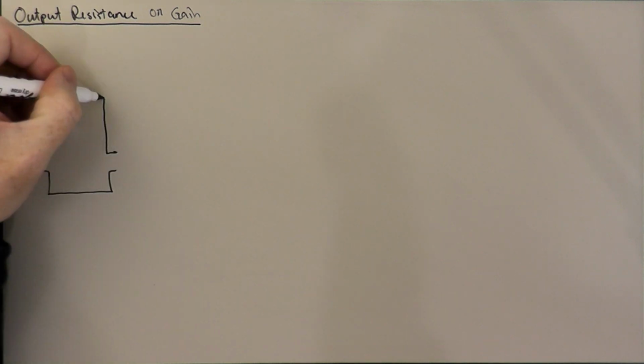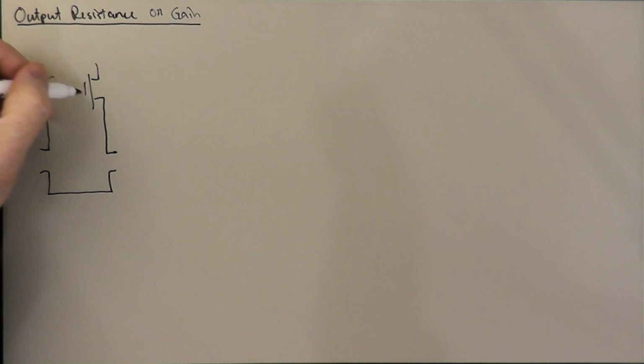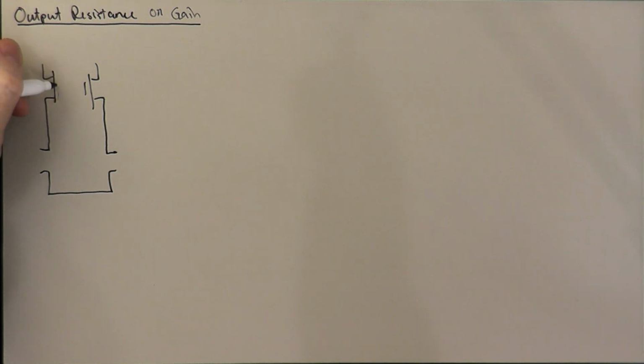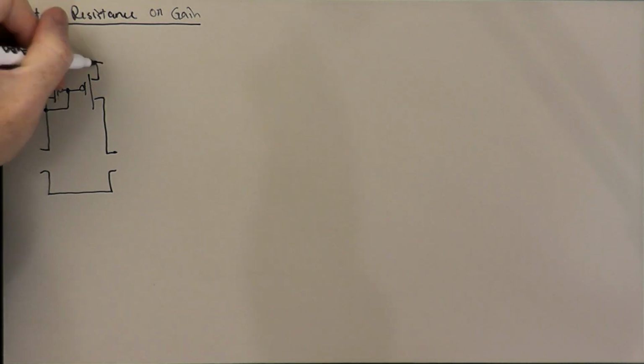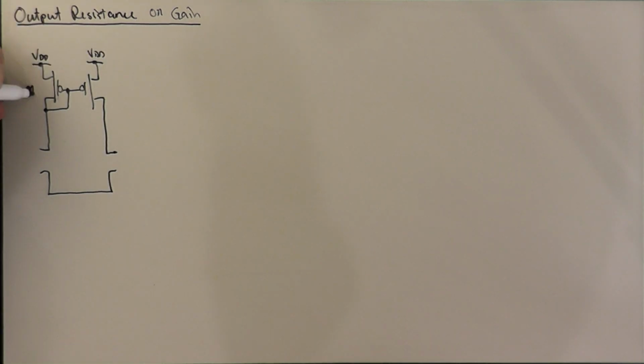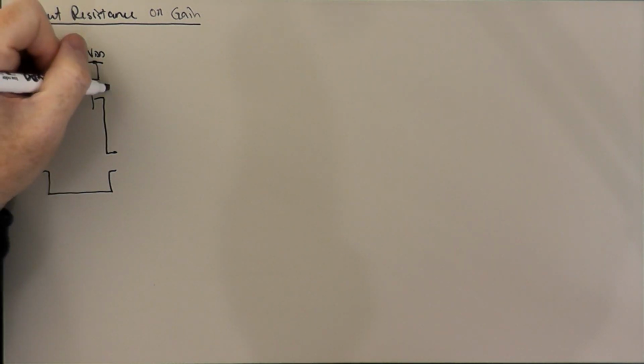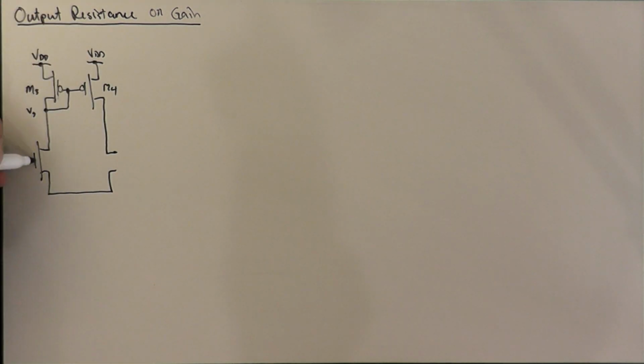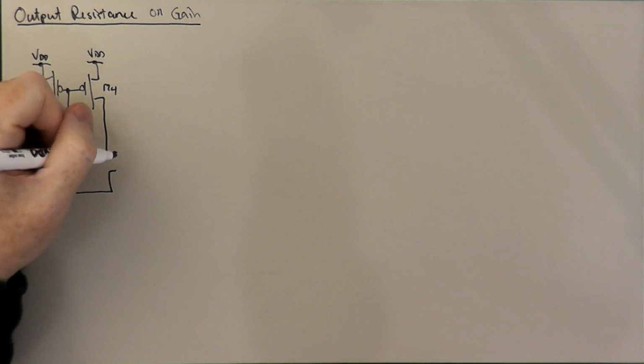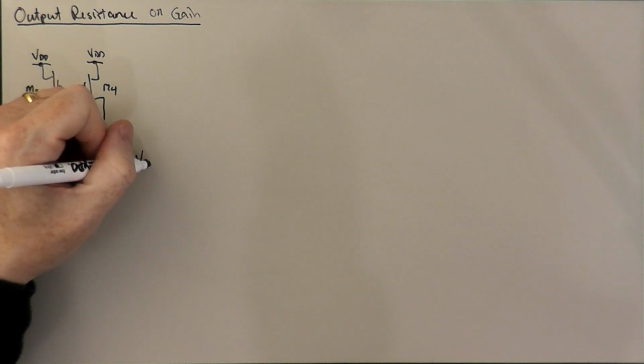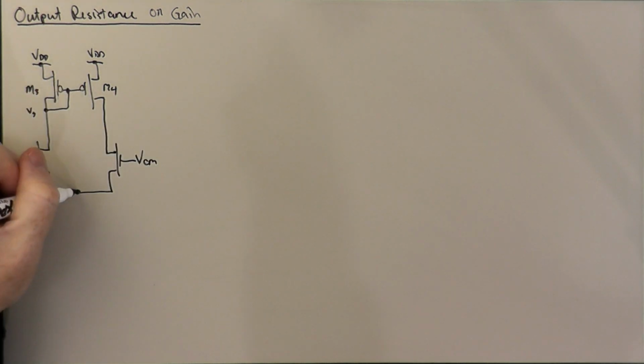So what I want to do is consider our 5-transistor diff amp that we've been talking about here, with a diff pair, an NMOS diff pair, and a PMOS current mirror. We have M3, V3, M4, VCM. So we're going to imagine that we're in this balanced state of a pure common mode input.